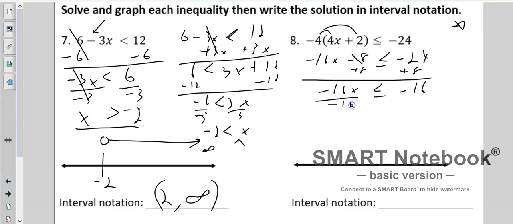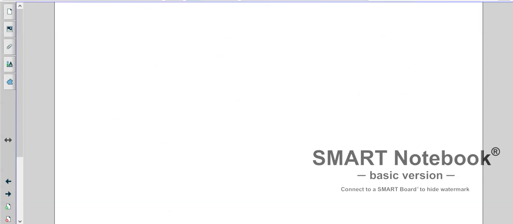I'm going to divide by -16. As soon as I say that, I'm going to flip the symbol. X is greater than or equal to +1. Now, real quickly, I'm going to do this on another page. You don't have to write this down, but I want you to see there is a trick.